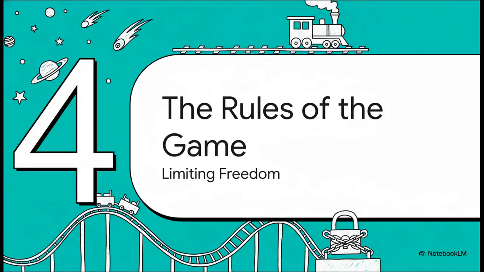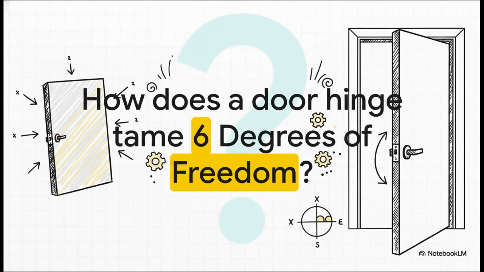So an object floating in space has all this freedom, but down here on Earth, things are rarely that free, are they? They're connected to stuff, they're on tracks, they're held in place. These are the rules of the game, and in dynamics, we call them constraints. Let's see how this works with something we see every single day.